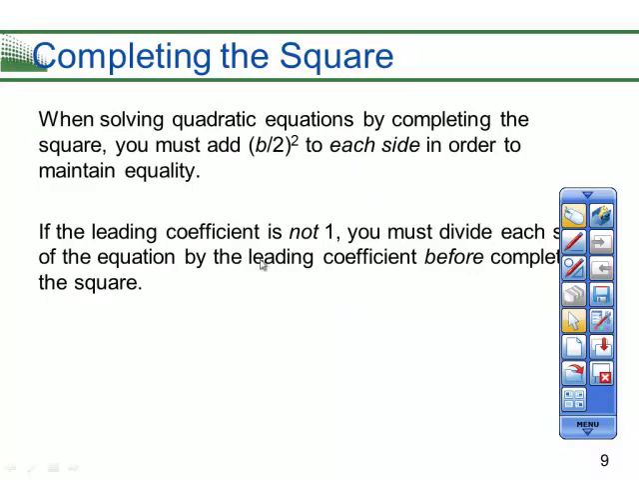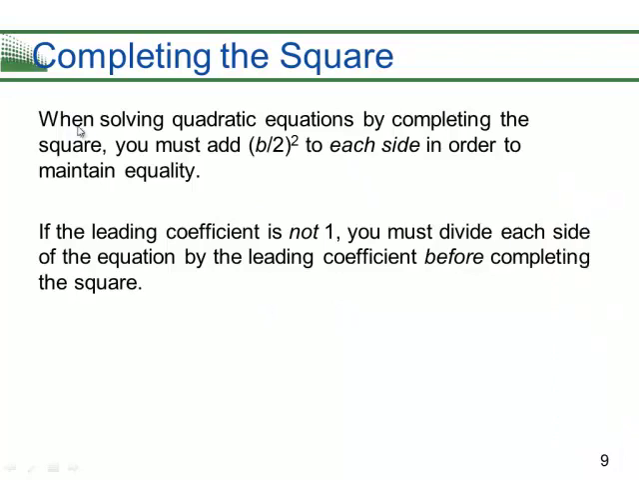Here are some steps for completing the square. It says when solving quadratic equations, we want to add b over 2 squared to each side. We have to do it to each side to maintain the equality. And keep in mind that if the leading coefficient is not 1, you have to divide, like I said. So we'll do some more practice problems, and we'll record some of these in the homework help video. That will be helpful. Okay?